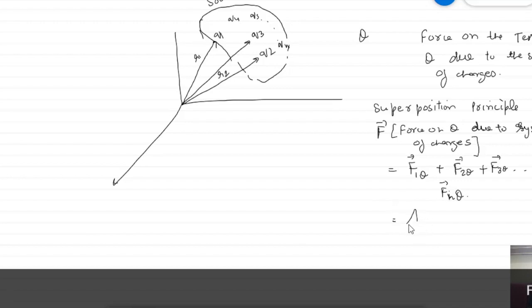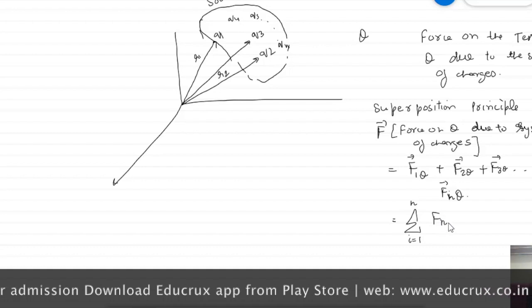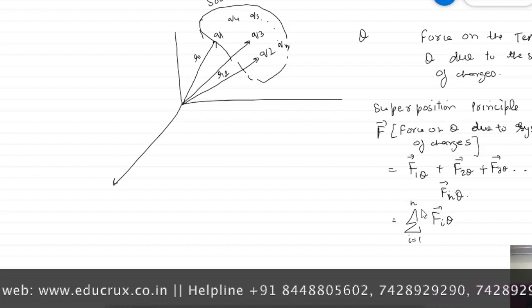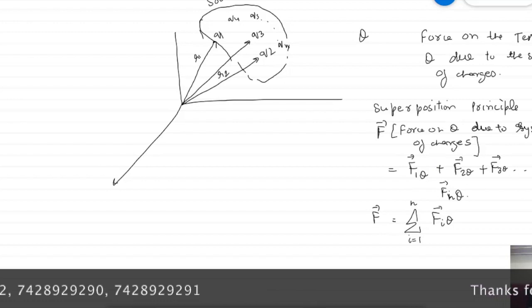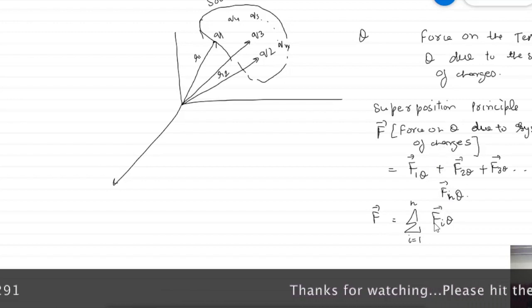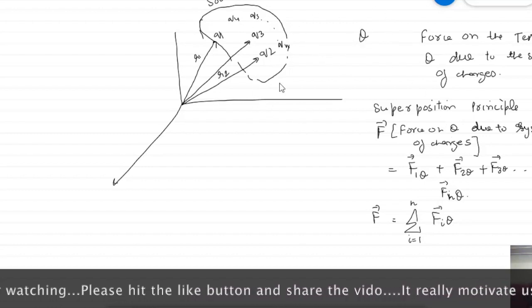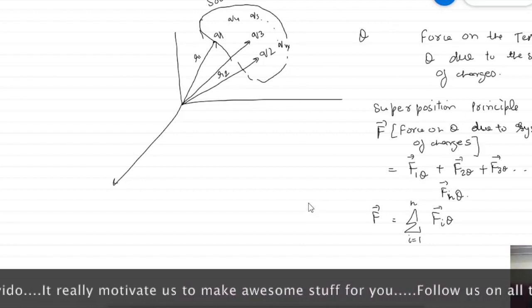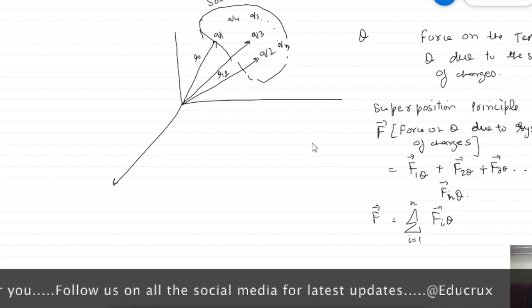So my formula changes to the sum from i equal to 1 to n of F iQ. Okay, so what I need to do is I have to just calculate this vector sum of all these forces, and then I can evaluate the force on the test charge capital Q due to all this system of charges. So we'll do a problem on this, and it will give you a better understanding of how we have to solve this problem.